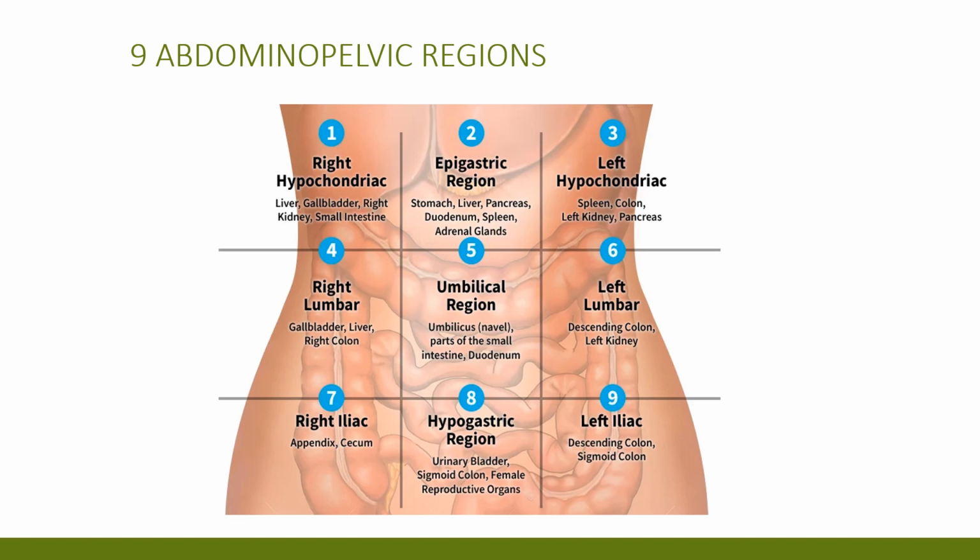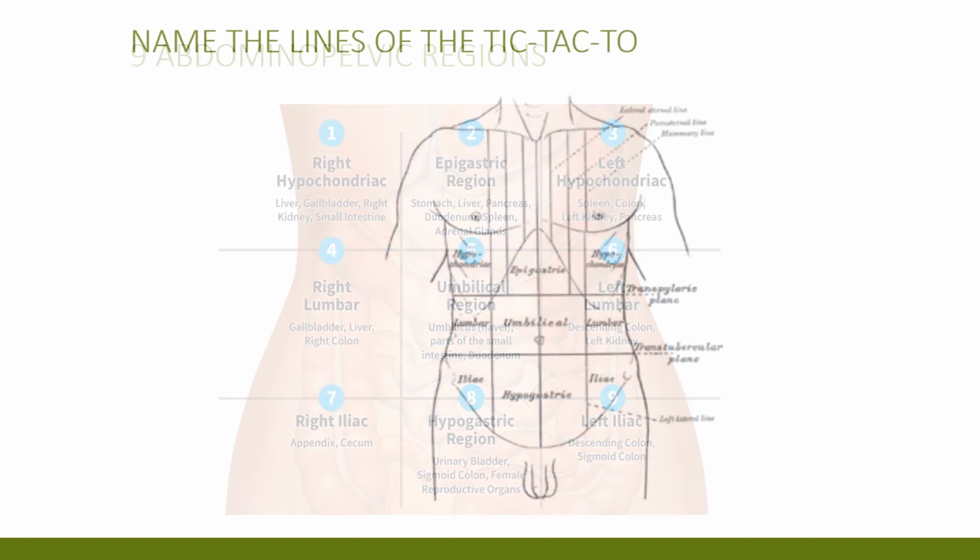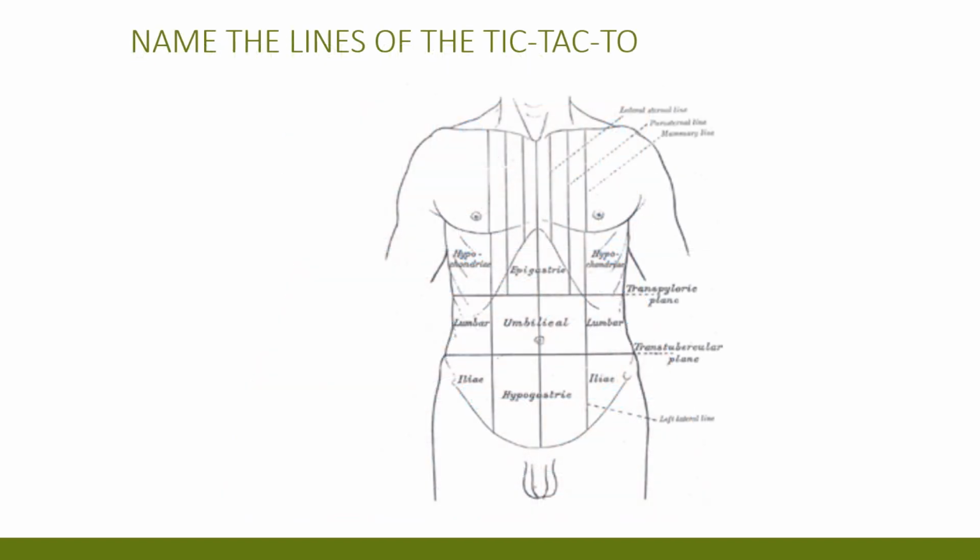Number 4 and number 6 are the lumbar regions. That's where the lumbar spine is, the level of the lumbar spine below the ribs. And on the right is the right lumbar, and it would have those organs, the gallbladder, liver, colon. And on the left would have the descending colon and the left kidney. And then you have the right and left iliac, sometimes called inguinal. And the right iliac may have the appendix, the cecum. The left iliac may have the descending colon and the sigmoid colon. Now these lines, tic-tac-toe grid, are important.